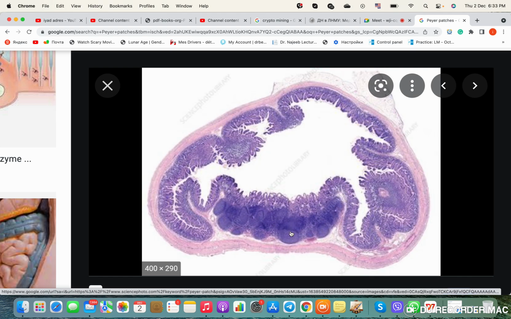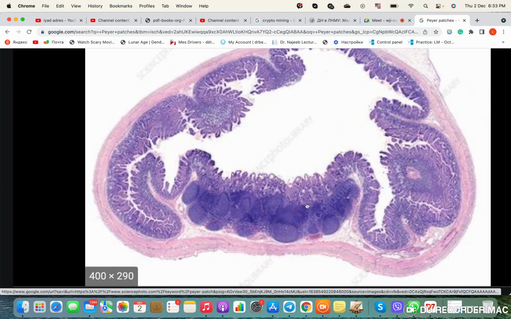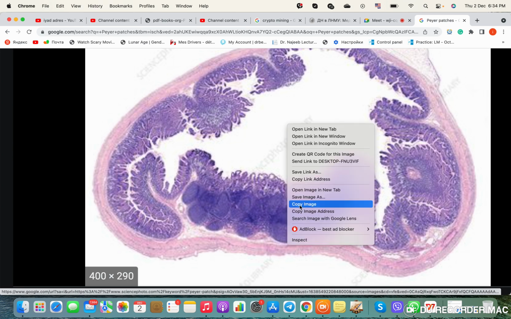IgA, yes. See this lymphoid tissue inside of the intestine? There is this tissue here. This tissue is basically Peyer's patches. As you can see, it's under the mucosa of the terminal ileum. So this is a portion of the Peyer's patches.